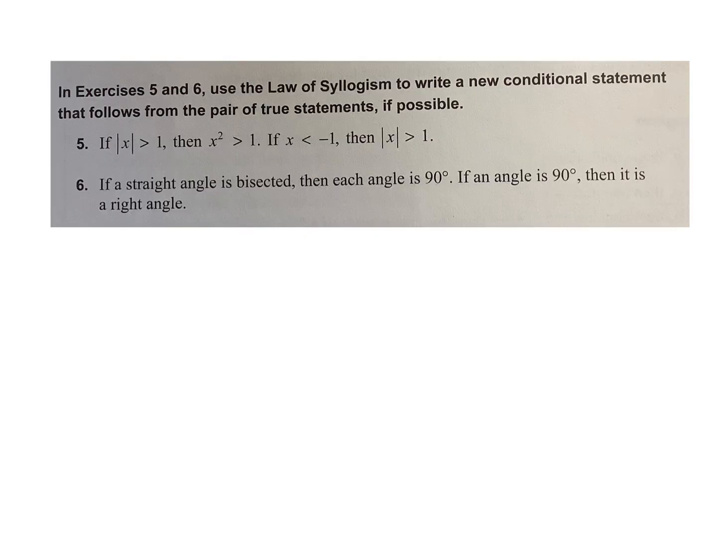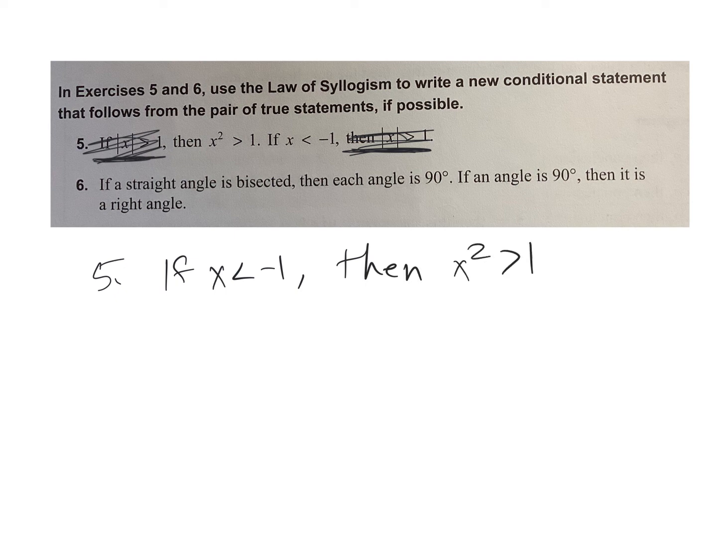Law of syllogism. So number 5, use the law of syllogism to write a new conditional statement that follows from the pair of true statements, if possible. So everybody look at number 5 and first decide if it's possible by the law of syllogism. Let me just remind you the easy thing first. So law of detachment, you know what to look for. Same thing with the law of syllogism. Which two things are identical? This hypothesis and this part of the conclusion. Scribble those out. What's left? If x is less than -1, then x squared is greater than 1.